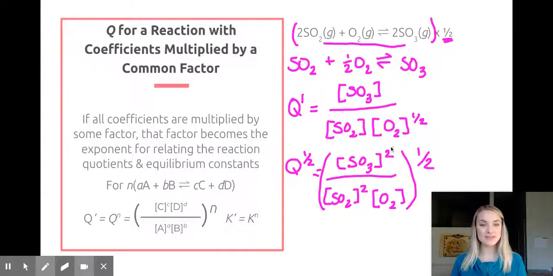So 2 times 1/2 is going to be to the first power. That one's also going to be to the first power, but the first power times 1/2 is going to be to the 1/2 power. So when we simplify, we see that this Q to the 1/2, the original reaction coefficient to the 1/2 power, which was the common factor that we multiplied our reaction by, is equal to, if we rewrite the equation, after we've multiplied all of our coefficients by that common factor.